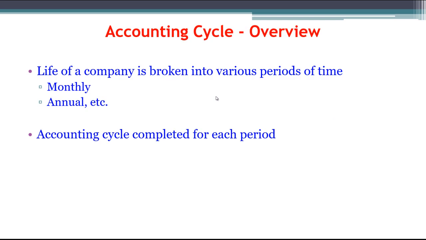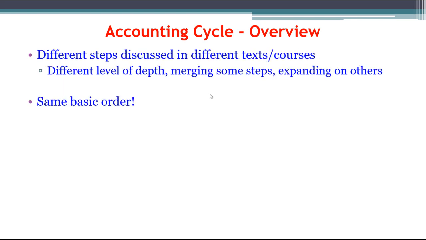So before we can get much further, let's talk about what the accounting cycle really is. The idea here is that a company, as it goes through its lifetime, has various months or years that it's trying to report on. So we'll break the life of the company into various periods of time, usually months, but also quarters and years. Every time we go through that month or quarter or year, we complete what's known as the accounting cycle. So we're going to dig into the various steps of the accounting cycle.